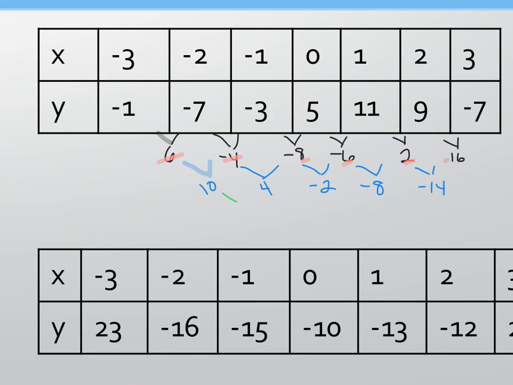Okay, so 10 take away 4, 6. 4 minus negative 2, 6. Negative 2 minus negative 8, 6. Negative 8 minus negative 14, 6. So we notice how these all match.